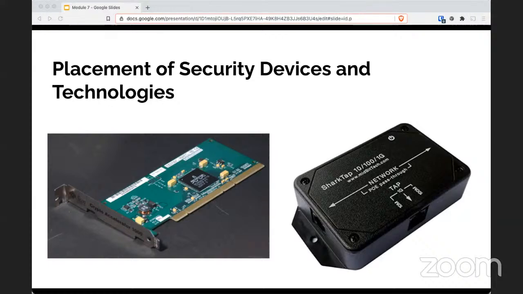I really like the SharkTap. I understand that the model that I use is almost $300, but let me tell you, it does the job, and it does the job well. I recommend it, but I understand that it is $300, and I did only buy one because it is $300, but it is a good tool to have in your arsenal.